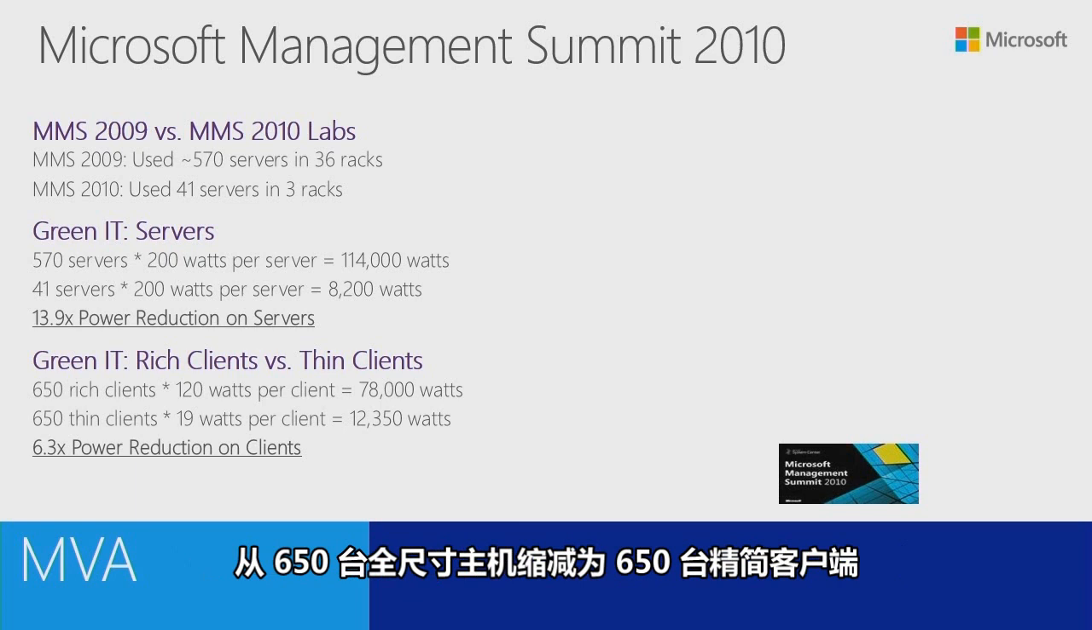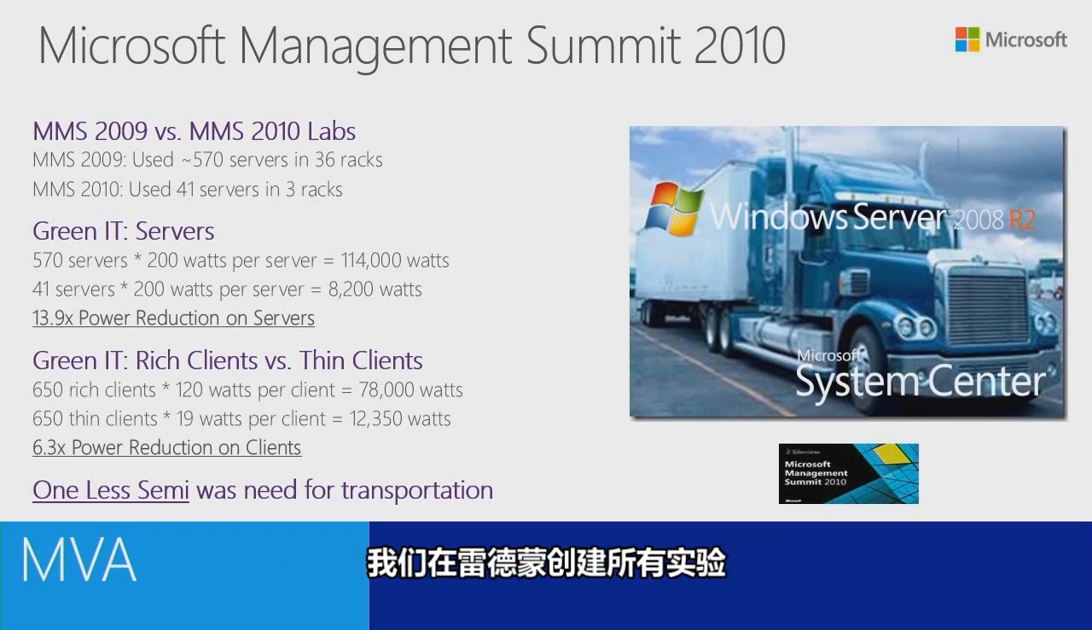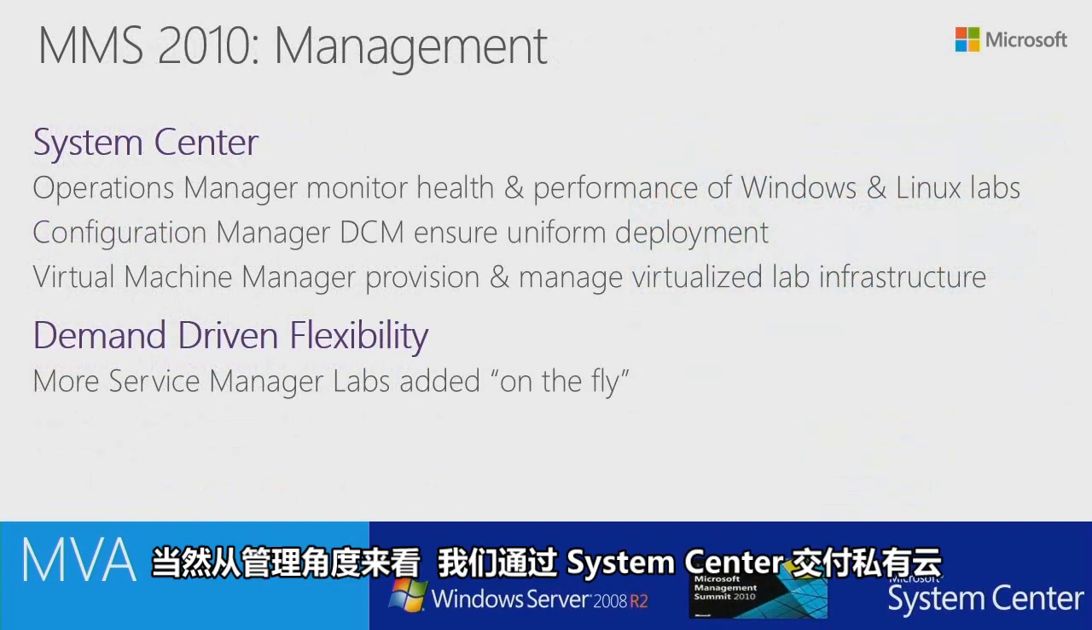And just because of the footprint savings alone, going from 36 racks to 3, or from 650 full-size towers to 650 thin clients, we actually needed one less semi to do all the transportation, because we load everything up, we create all the labs here in Redmond, and then we put them on some semis and deliver them.